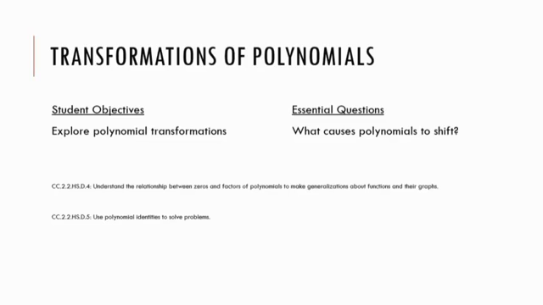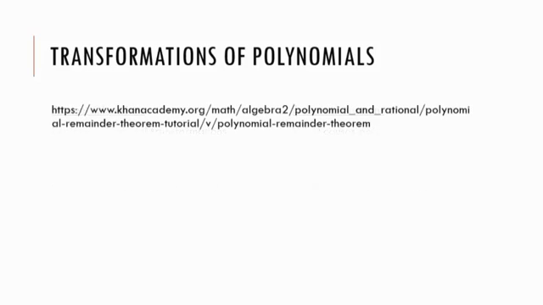Student objectives: explore polynomial transformations. Essential questions: what causes polynomials to shift, either up and down, reflection, or stretch or shrink? Understand the relationship between zeros and factors of polynomials to make generalizations about functions and their graphs, and use polynomial identities to solve problems. Those are Common Core standards.